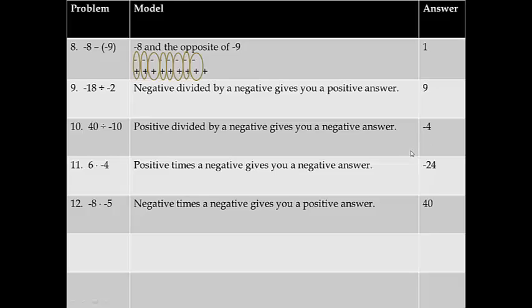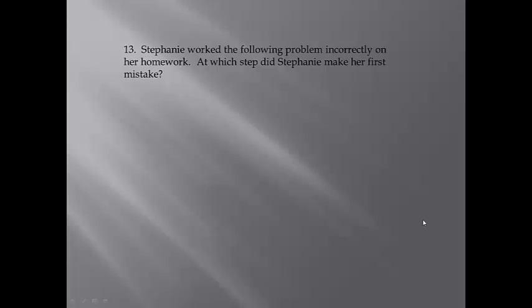Number 11, 6 times negative 4. A positive times a negative gives you a negative answer. So my answer is negative 24. Number 12, negative 8 times negative 5. A negative times a negative gives you a positive. So my answer is positive 40.